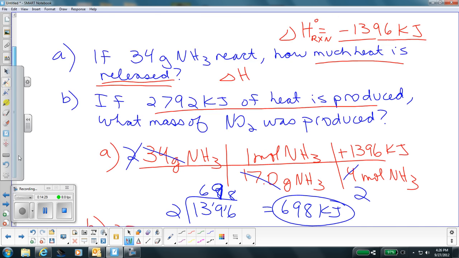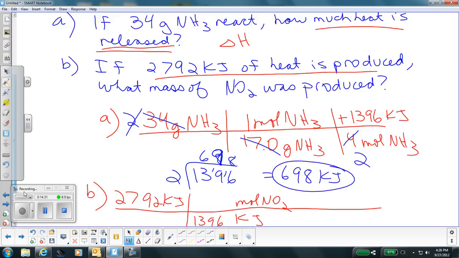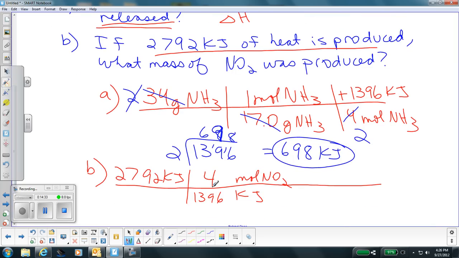And according to the reaction, we would have 4 moles of NO2. And then we need to convert to grams. 1 mole of NO2. Oh, 16 times 2 is 32, plus 14 is 46 grams of NO2. Now, personally, I don't want to put this into a calculator the way I'm looking at it.